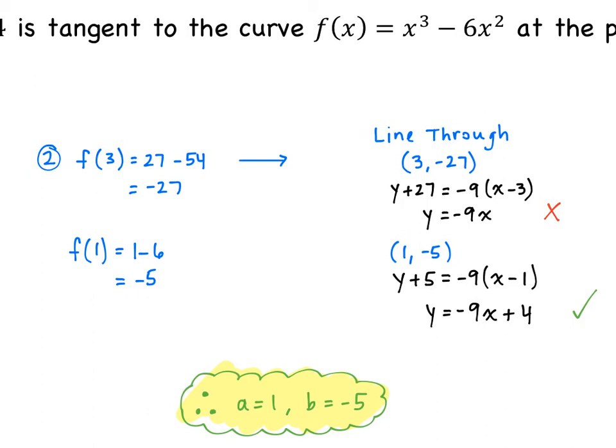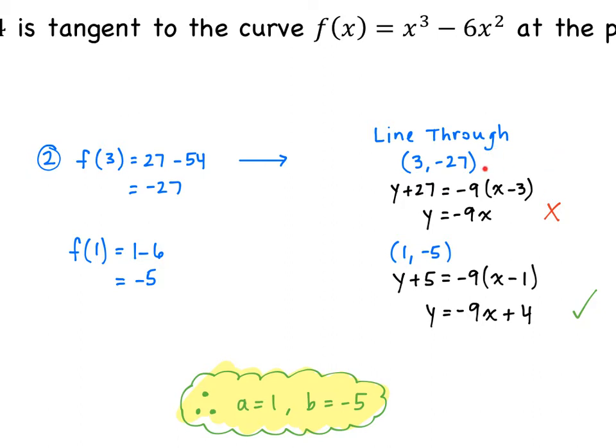So we're going to take those two x values, when x is 3, plug that back into our original function to figure out what the y value is, okay? And we're going to do the same thing when x is 1. We're going to plug it into f, and we're going to get our y value. So what we need to figure out is the equation of the line through those points, okay? So we know the slope is negative 9.